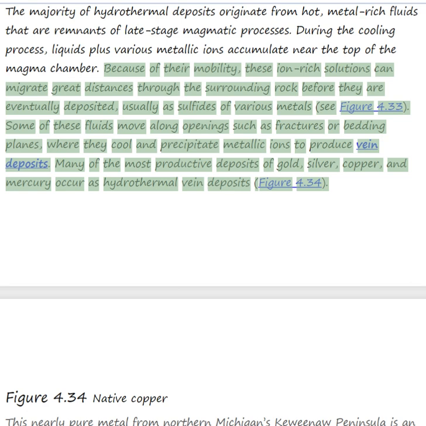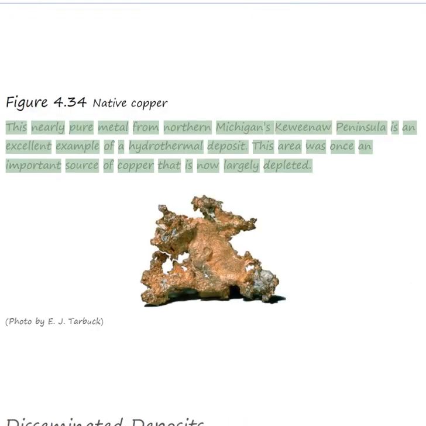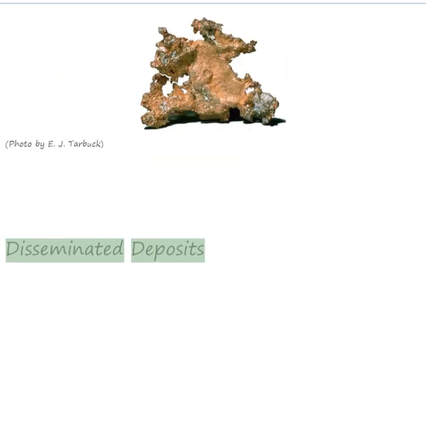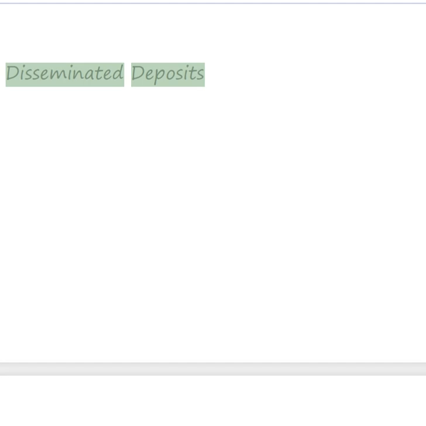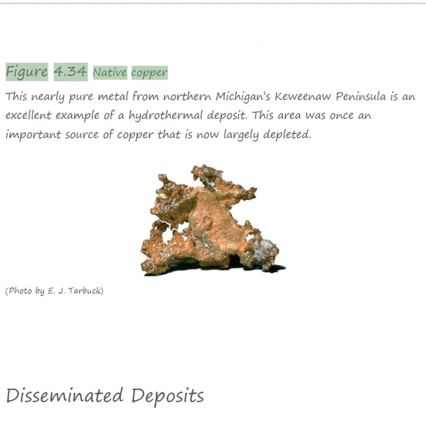Many of the most productive deposits of gold, silver, copper, and mercury occur as hydrothermal vein deposits. This nearly pure metal from northern Michigan's Keweenaw Peninsula is an excellent example of a hydrothermal deposit. This area was once an important source of copper that is now largely depleted. Figure 4.34 Native copper.